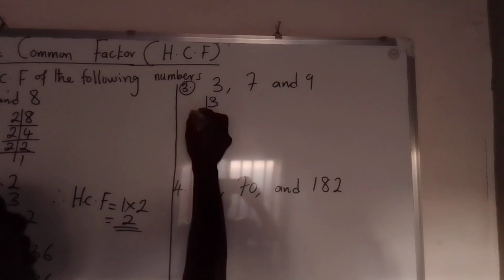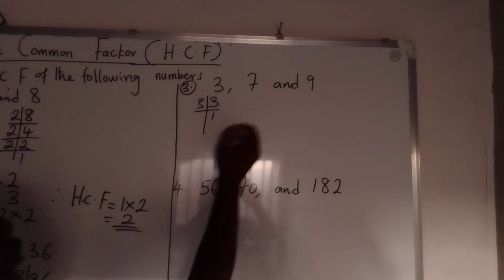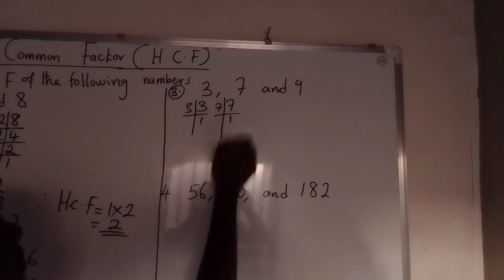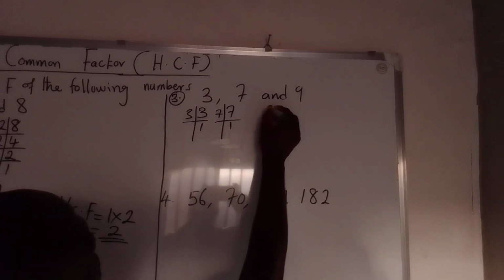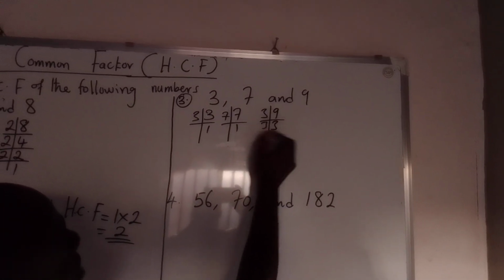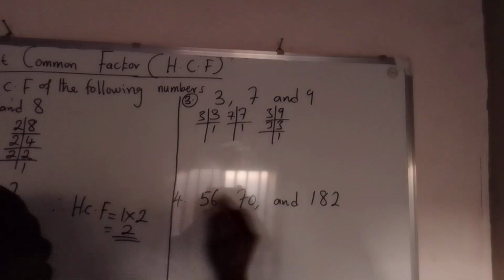So first of all, pick 3. 3 can divide 3, which will give us 1. So for 7, we have 7 divided by 7, it will give us 1. Then for 9, 3 into 9 is 3. 3 into 3 is 1. Now let's pick the first number.